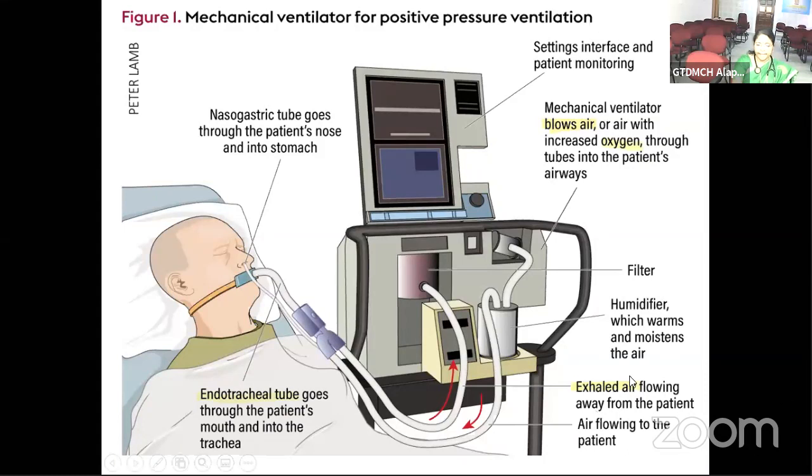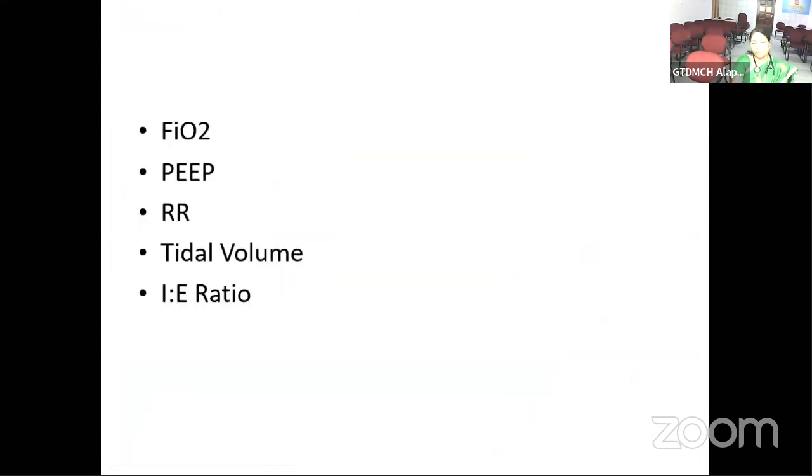Then exhaled air flowing away from the patient goes through this tubing to the ventilator. Okay, so this is the inflow of air and the outflow of air. Then there will be a monitor, and this monitor will show many findings. There will be many things on the monitor, but you should know some of the monitoring points in mechanical ventilation in ARDS.